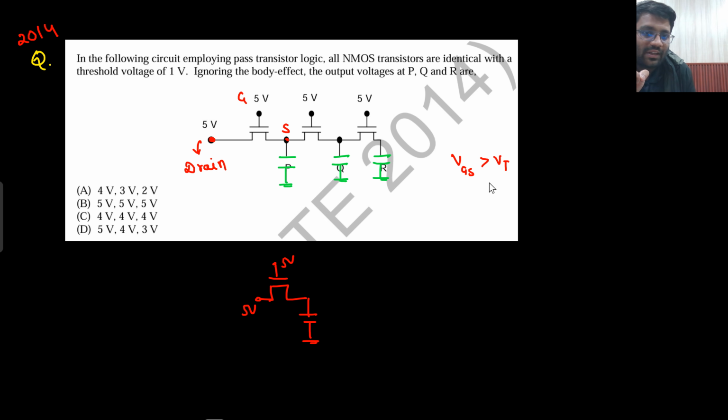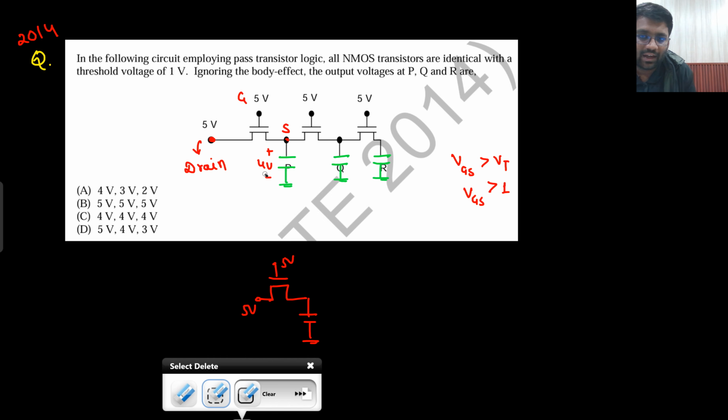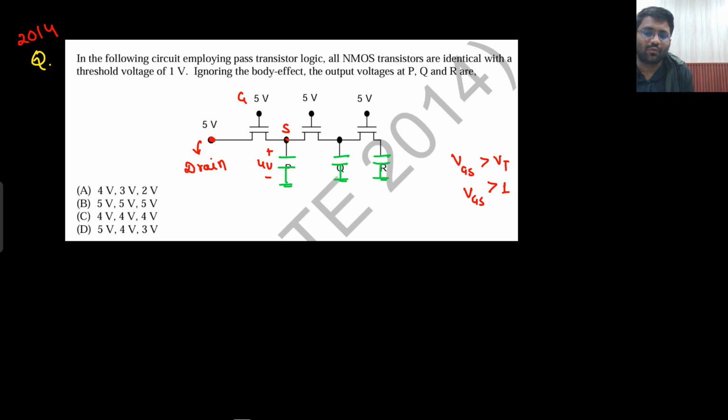What is the value of VT given? That is also given as 1. So VGS should be greater than 1 volt. So it can charge up to 4 volt only, sir. If it tries to go above 4 volt, then what will happen? MOS will turn off. So now it has been charged up to 4 volt. So the first stage we have analyzed. After analyzing the first stage, this is what we have got to know: that this has charged up to 4 volt. Now what about the second stage?